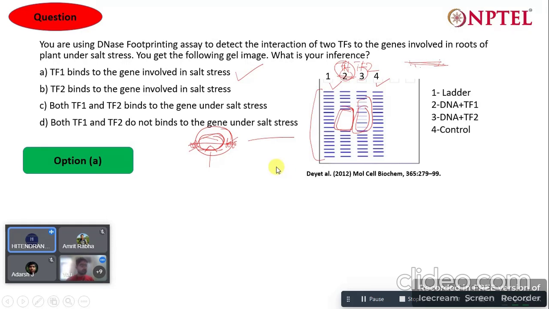So here what we are doing is, on the DNA, if the transcription factor binds, then after DNase treatment, the region that is left over, that is not bound to the protein, will be chopped off. So only this region will not show any band in this part.